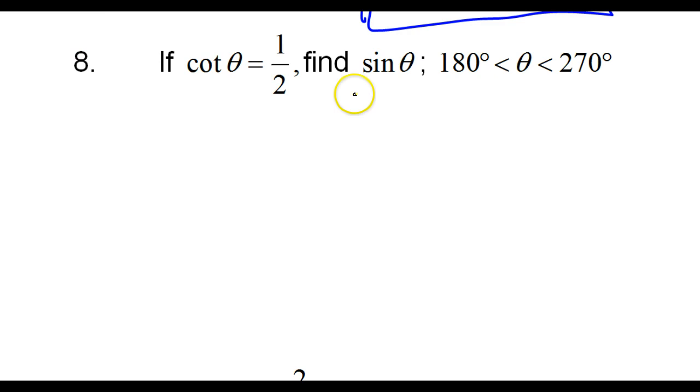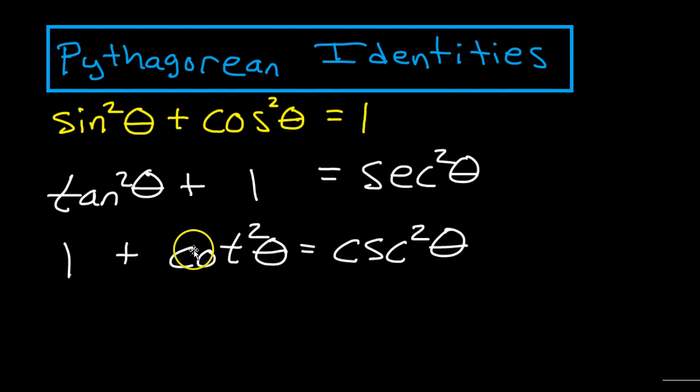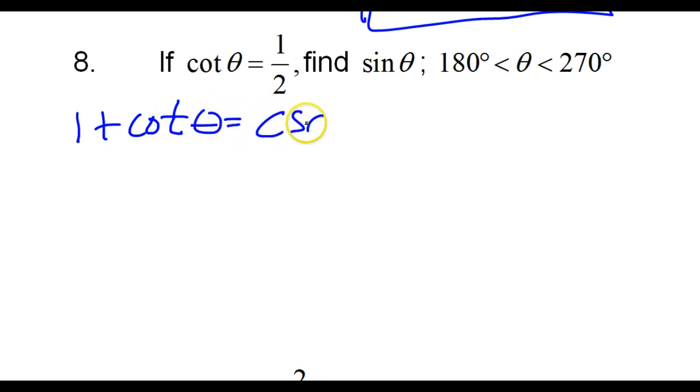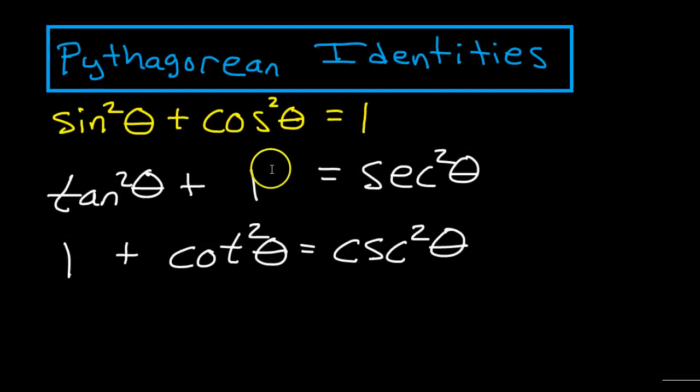Alright, let's do one more example on this video. Cotangent this time. So I see cotangent right here, so I'm going to use this version of the identity. Alright, so 1 plus cotangent squared theta is equal to cosecant squared theta.